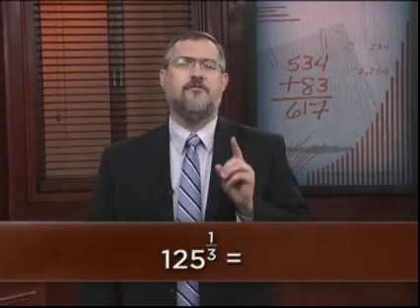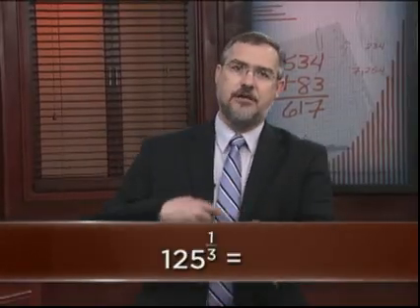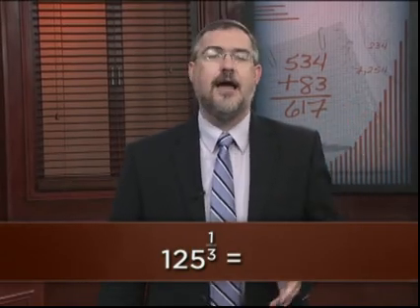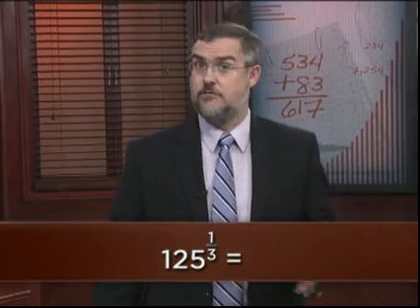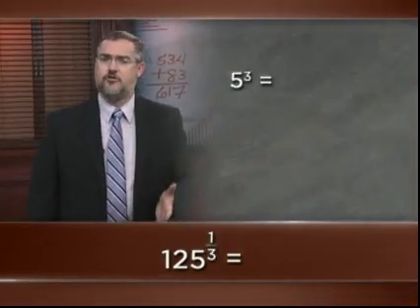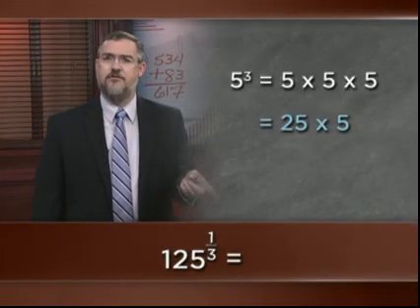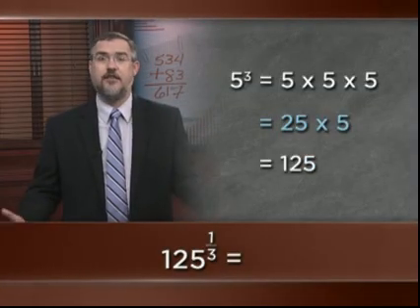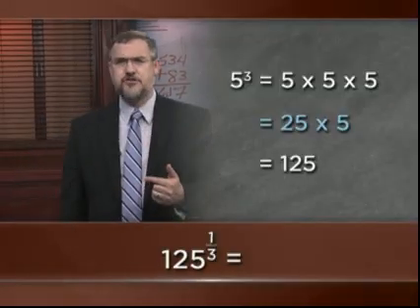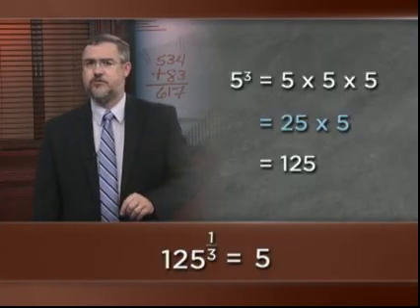Let's try it. If 125 raised to the 1/3 power equals 5, then that means, thinking backwards, that 5 to the 3, or 5 cubed, has to equal 125. So, is that true? Well, let's check it. 5 raised to the 3, or 5 cubed, is equal to 5 times 5 times 5, which is equal to 25 times 5, which is equal to 125. And that's perfect. So that work, and somewhat backwards work, shows me that 125 raised to the 1/3 power is equal to 5.